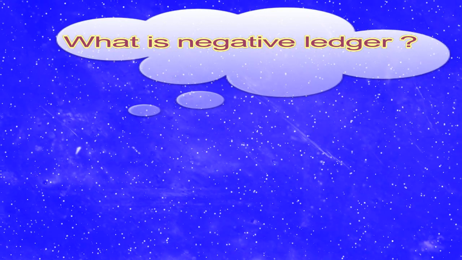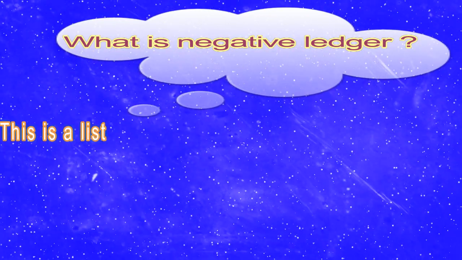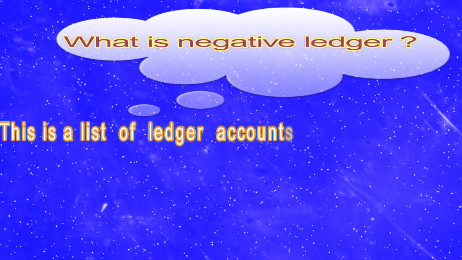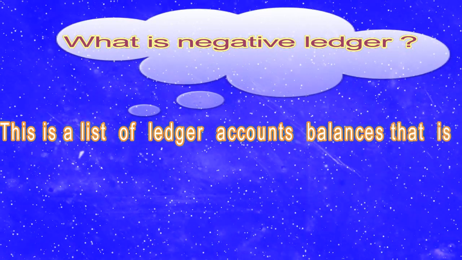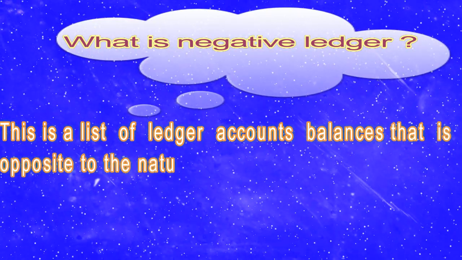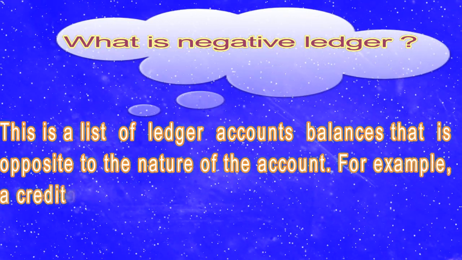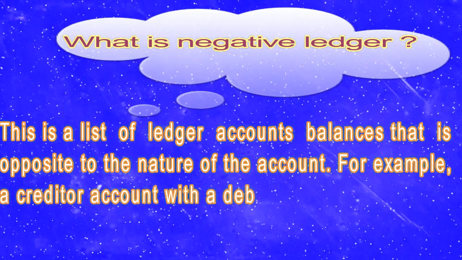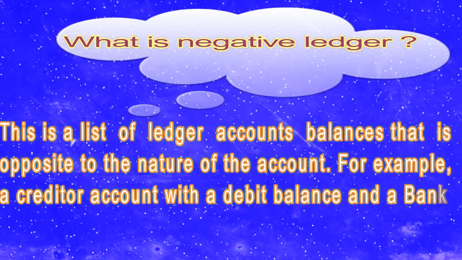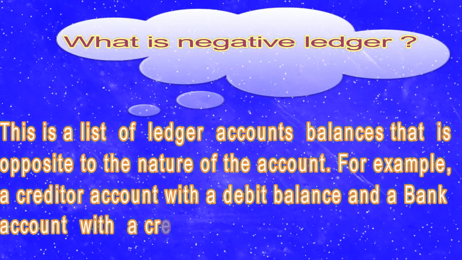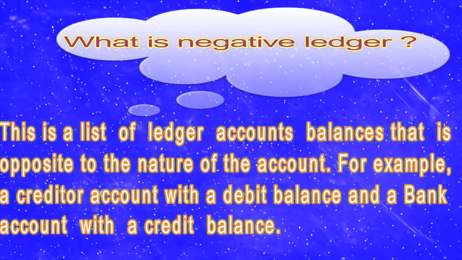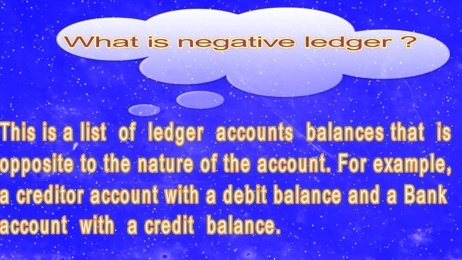What is negative ledger? This is a list of ledger account balances that are opposite to the nature of the account. For example, a creditor account with a debit balance and a bank account with a credit balance.